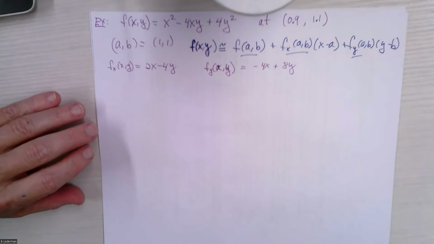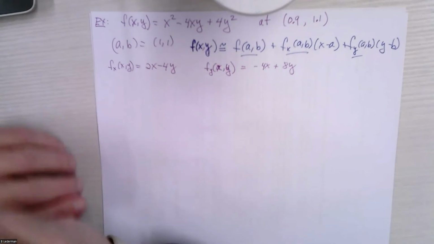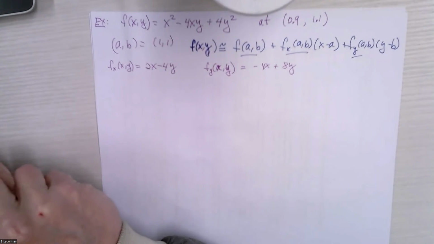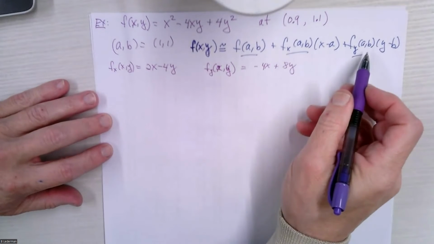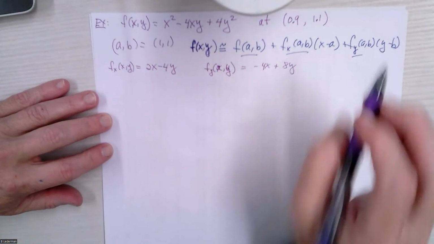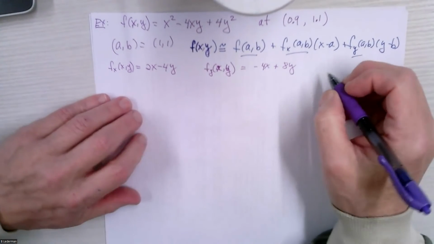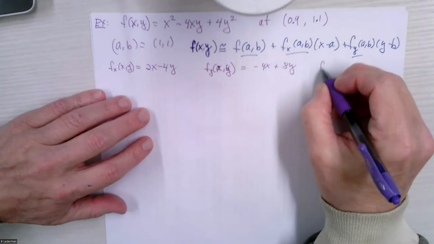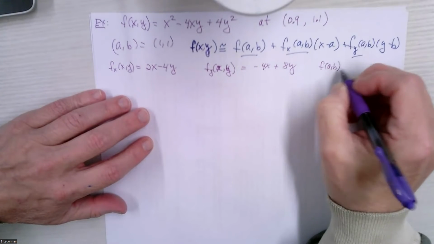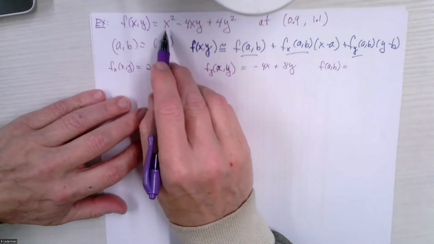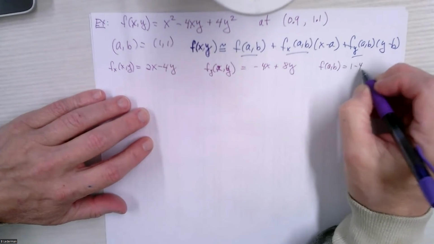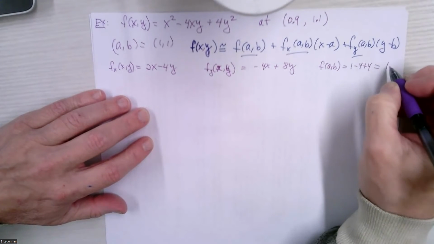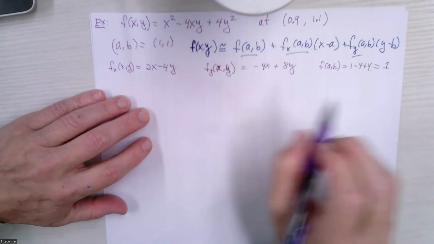Okay, and we explained this process. Now I want to find fx of AB and fy of AB, but I also want to find f of AB. So f of AB, let's just do that first. I'm going to plug in 1. So it's 1 minus 4 plus 4, which just equals 1. So f of AB is equal to 1.